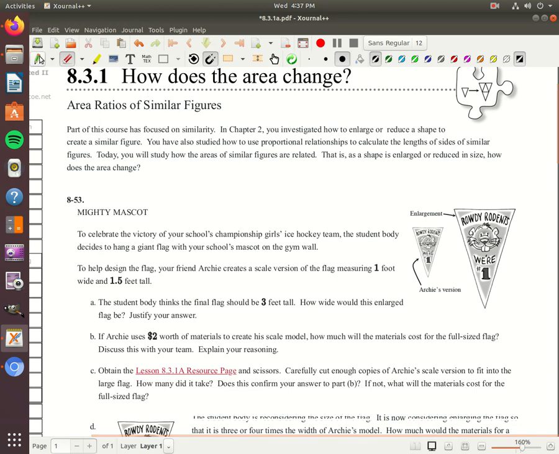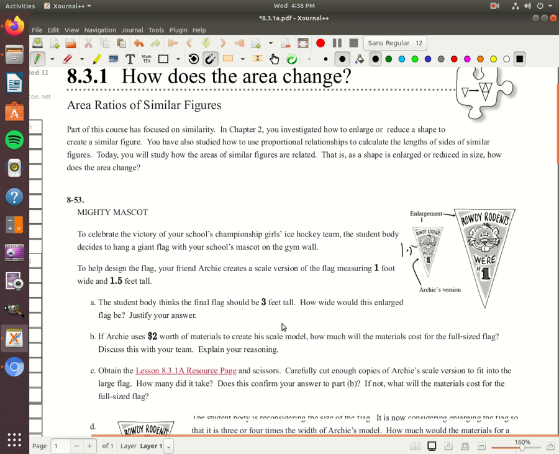So let's go ahead and begin. It says, Mighty Mascot. To celebrate the victory of your school's championship girls ice hockey team, the student body decides to hang a giant flag with their school's mascot on the gym wall. To help design the flag, your friend Archie creates a scale version of the flag measuring 1 foot by 1.5. So there we go. It's 1 foot by 1.5 feet.